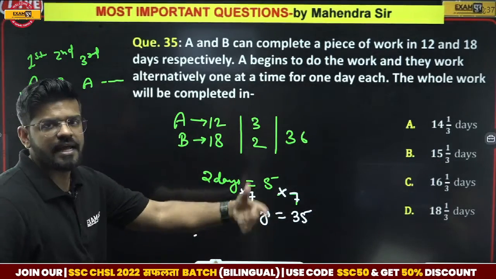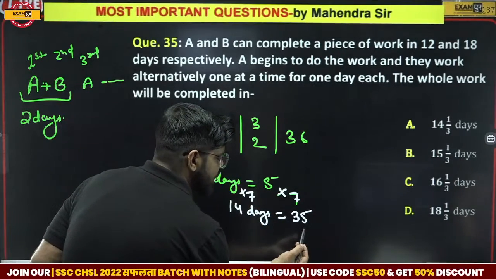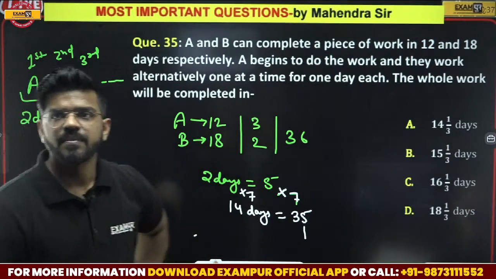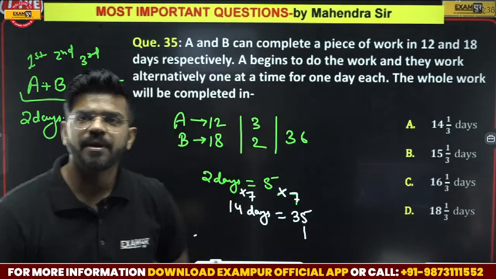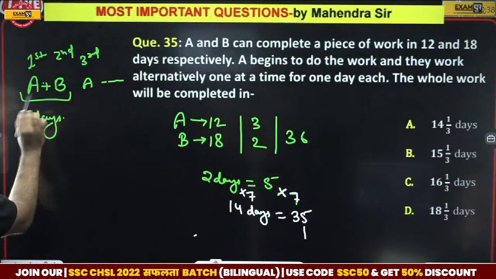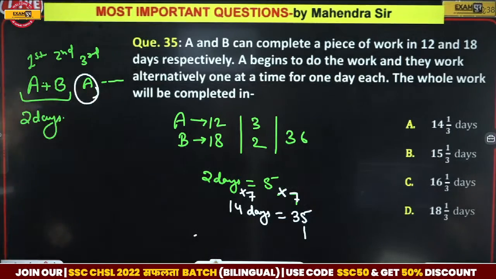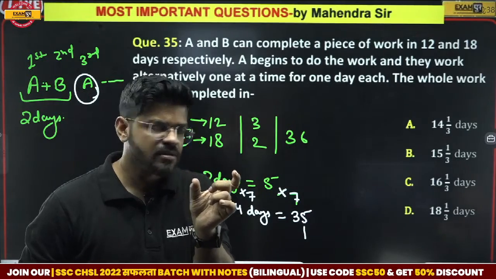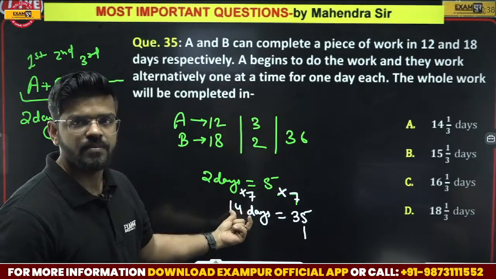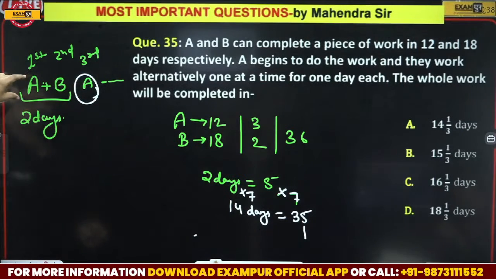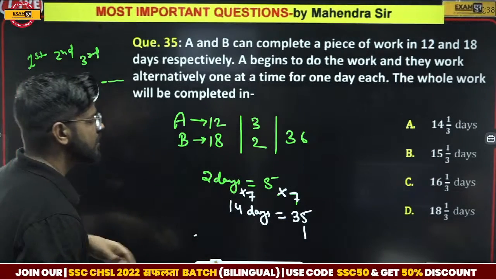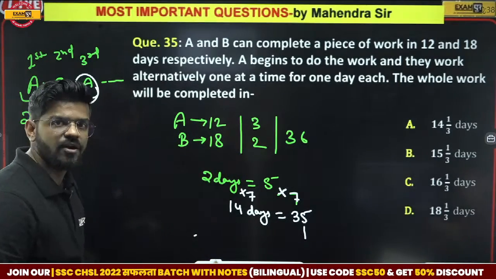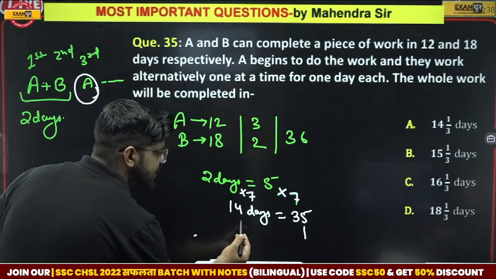So 35 chocolates are finished. How many chocolates remain? 1. Now who will eat this 1 chocolate, A or B? You know that after the group has finished, the first person to come is the one who started. So this chocolate is eaten by A only.